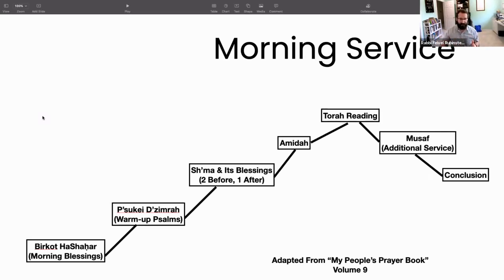And the reason for that is because they didn't used to be done in services. These used to be sections that we did on our own at home. And so when the Talmud talks about Birkot HaShachar and Psukei de Zimra, they're talking about individual personal prayers. It's not until the main part of the service that we actually start having the communal prayers where you need the minyan, where you need 10 Jewish adults in order to say them. These are prayers like Kaddish, Barchu, Amidah, etc.